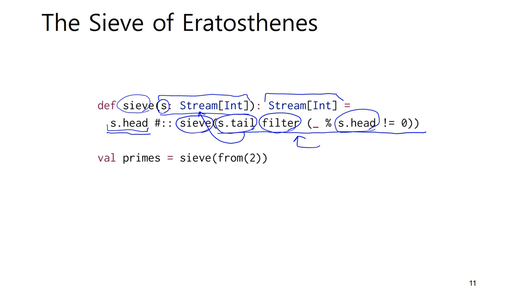Then, in order to compute the infinite stream of prime numbers, we call this function sieve with an argument, which is basically an infinite stream of integers starting from 2. It may appear like this code is quite inefficient because of the use of streams and higher order functions. But it turns out that this implementation is quite efficient because no computation is wasted.